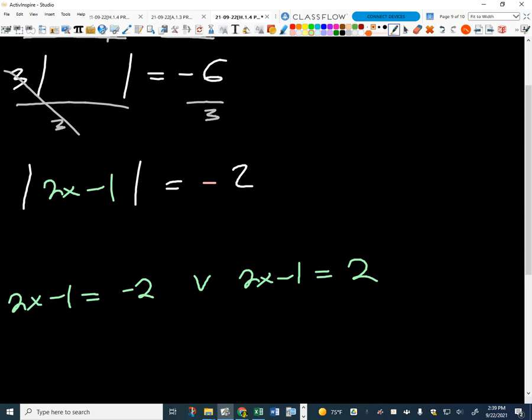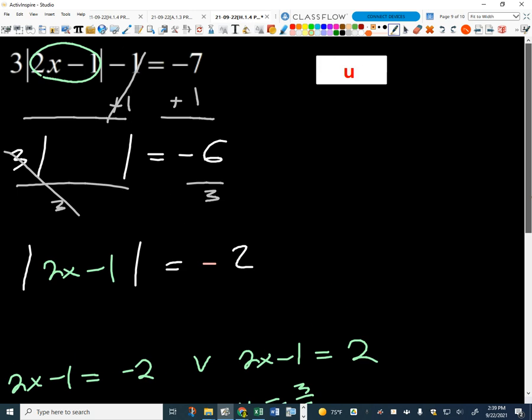Okay, so if I solve this one, I add 1 and I get negative 1 divided by 2. I get x equals negative 1/2. Or how about over here? I add 1 and I get 3 divided by 2. X equals 3/2. Well, it looks like it worked. Let's try it out and see.